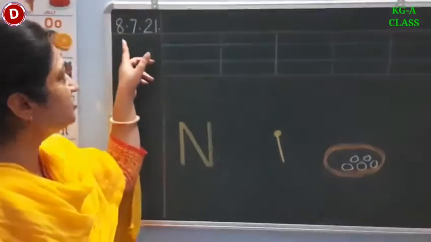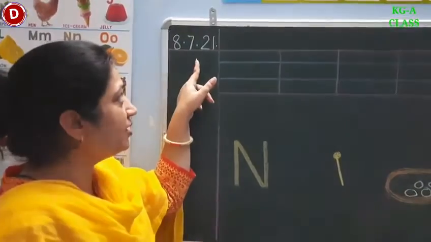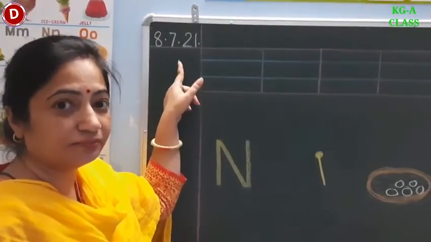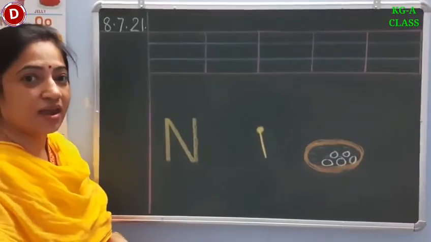Children, now look here. This is today's date. Today is 8th July 2021. Now children, I am going to teach you to write N. Look here.